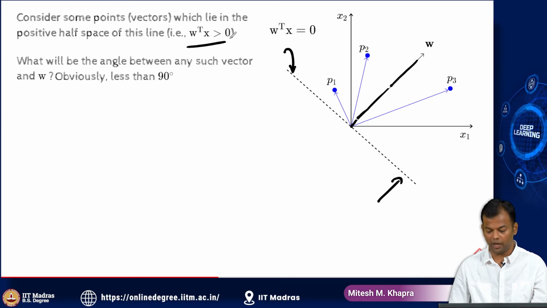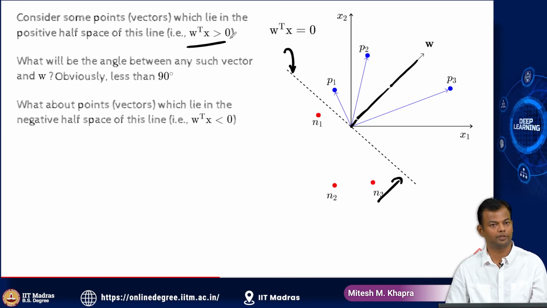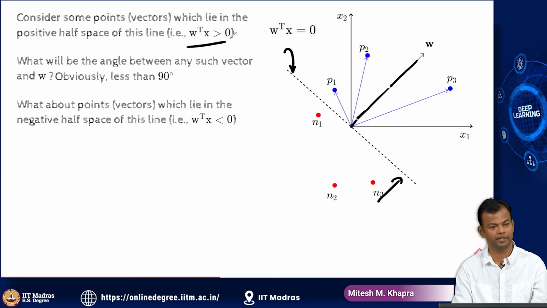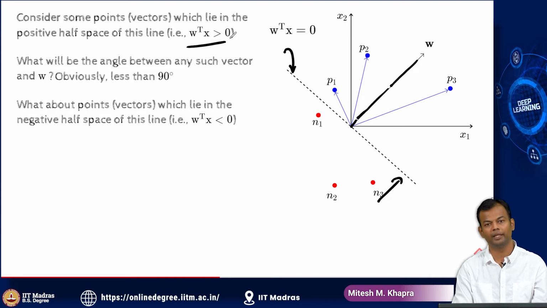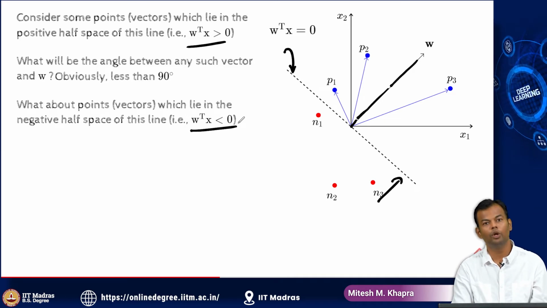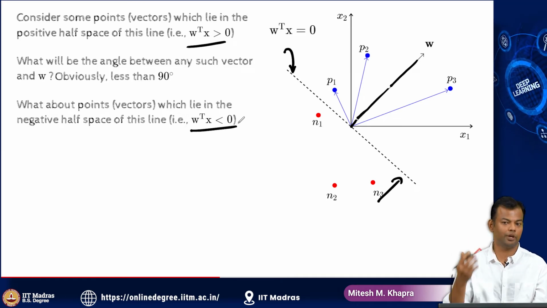And why is that? Let's see if I want to answer this now. Let us look at some points which lie in the negative half space, which are these red points. By definition, if it is in the negative half space, then w transpose x is less than 0. So what would be the angle between these points and the weight vector?